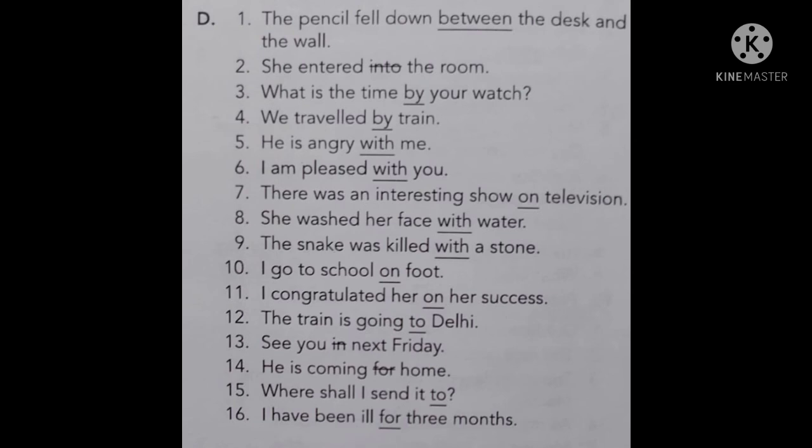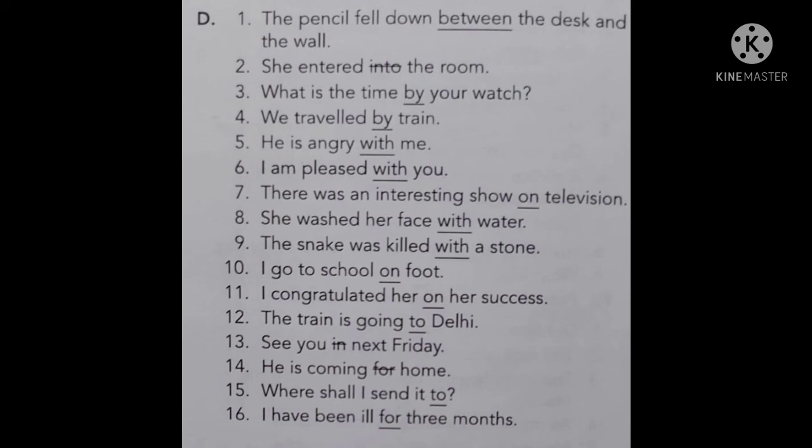Next one is: what is the time in your watch? So watch is an object, so we can say what is the time by your watch. Always we will ask this by your watch. What is the time in your watch? It is a wrong way of asking. It is by your watch. We traveled in train is wrong. It is by train.